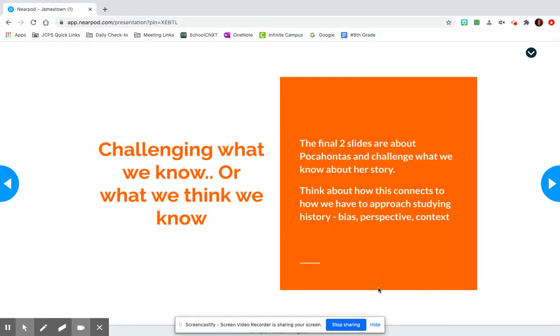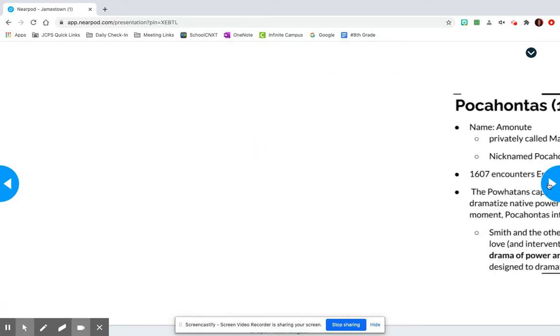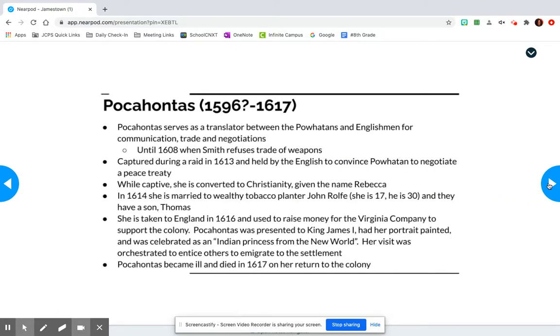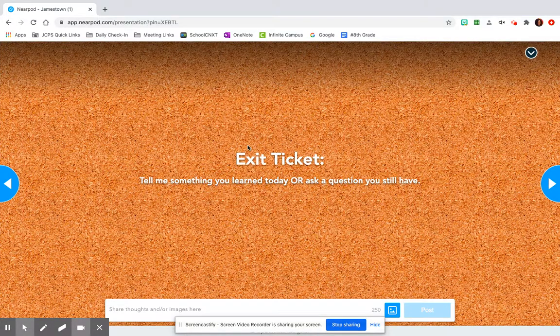Finally, for Wednesday, we're going to challenge what we know or think we know about Pocahontas and her story. These slides are in your Nearpod assignment, but we didn't get to cover them in class today, so we'll start here on Wednesday. Which means you do not need to do the exit ticket for today. We'll do that on Wednesday as well. If you have questions, you can come to my office hours tomorrow and I'll help you through.